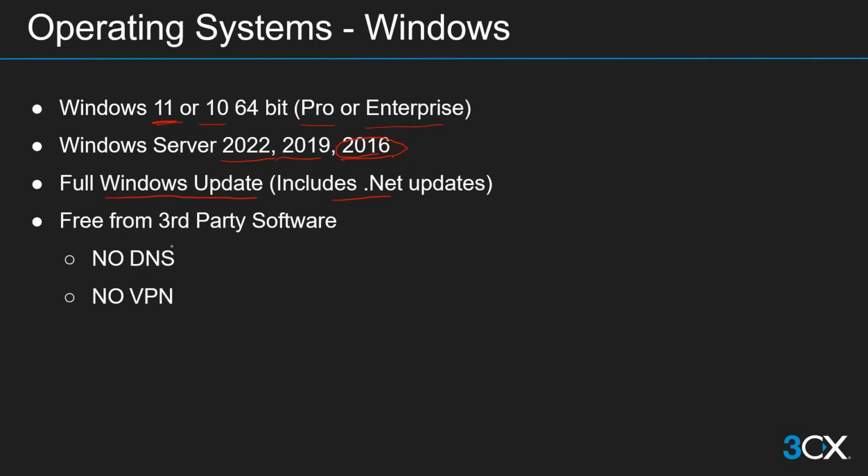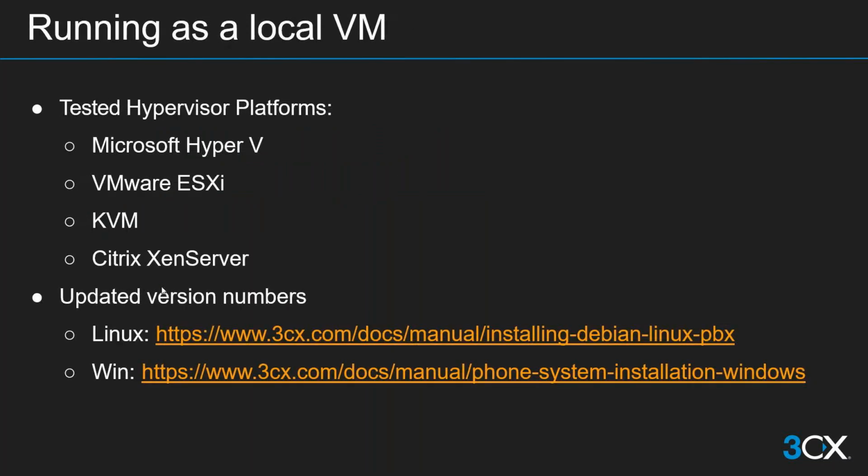The Windows system has to be free from third-party software, no DNS, no VPN installed. Running as a local VM, it can run on Microsoft Hyper-V, VMware ESXi, KVM, Citrix XenServer. Interestingly, I have to say now here that we don't have any versions lined out anymore.